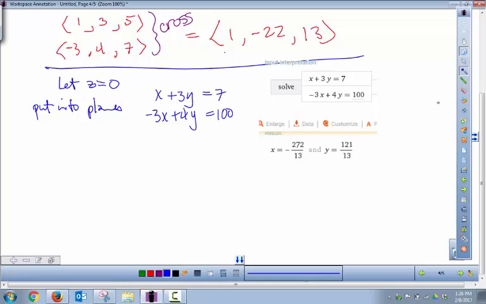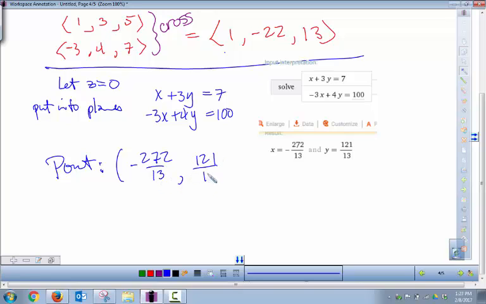All right, so good, we have a point. Our point is x equal to negative 272 over 13, 121 over 13 for the y. What's our z? 0. So we have a point and we have a direction. So we're done. Well, kind of.